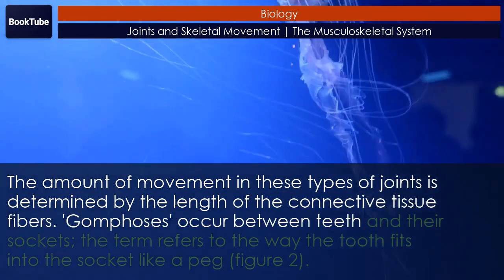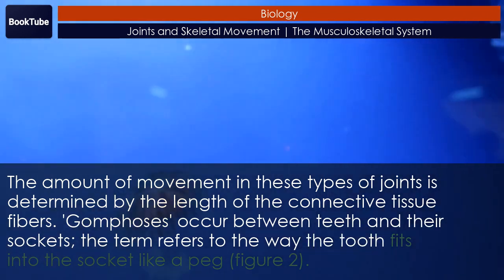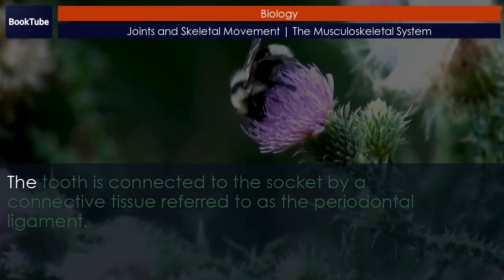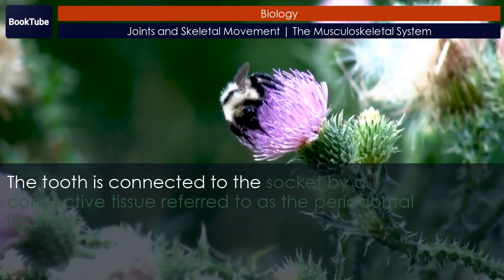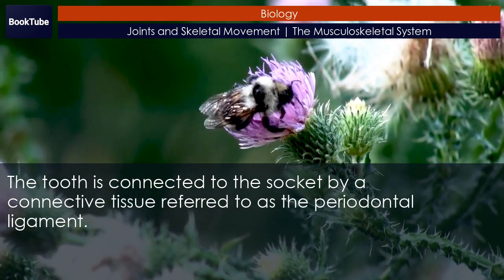Gomphoses occur between teeth and their sockets. The term refers to the way the tooth fits into the socket like a peg. The tooth is connected to the socket by a connective tissue referred to as the periodontal ligament.